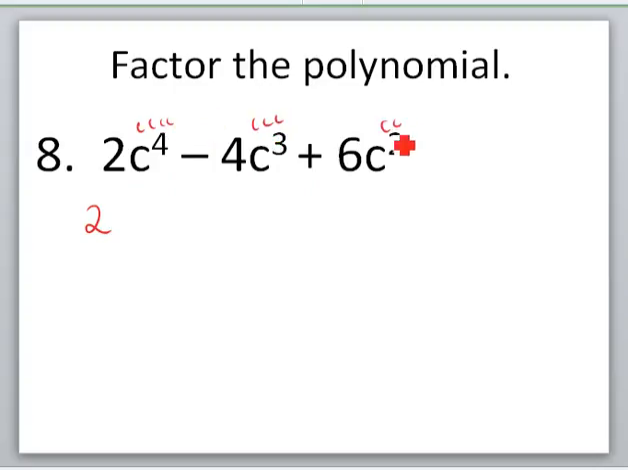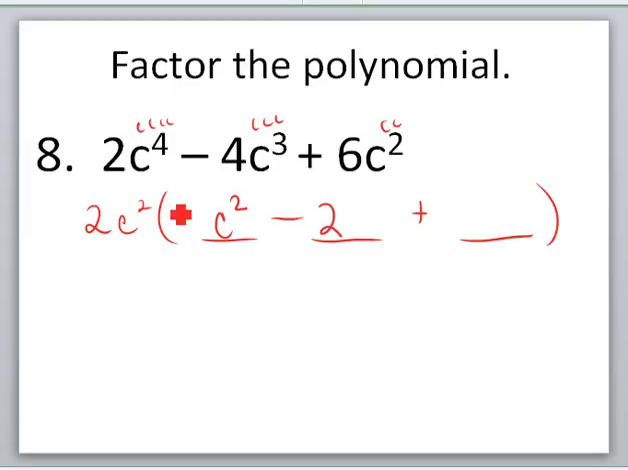They each have at least c squared in them, so they share a c squared in common. You needed to fill in 3 terms. 2 times 1 gives you this. I'm not writing the 1. C squared times c squared gives you c to the fourth. 2 times 2 is 4. C squared times c is c cubed. 2 times 3 is 6, and the c squared is already there. This is the end of factoring the greatest common factor.